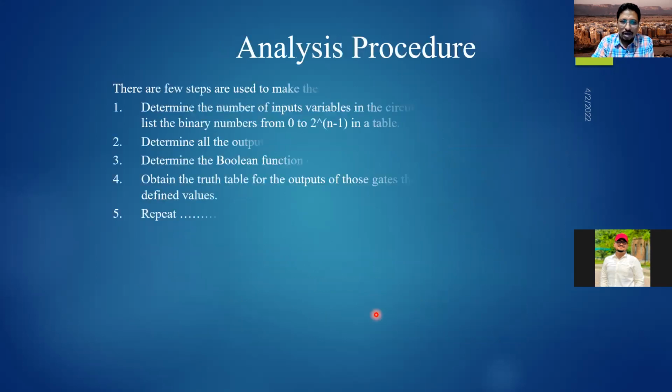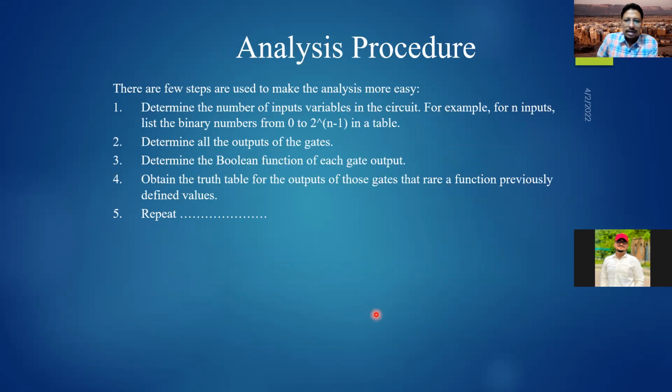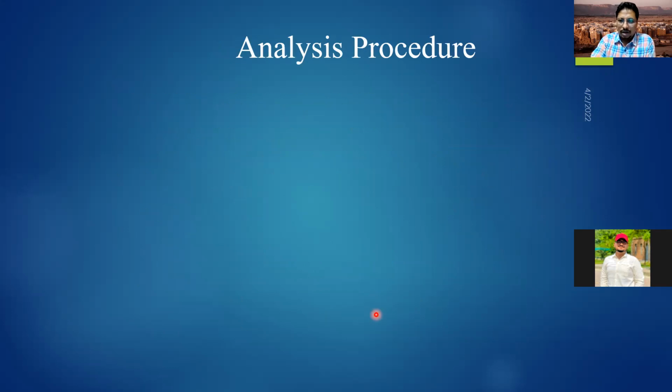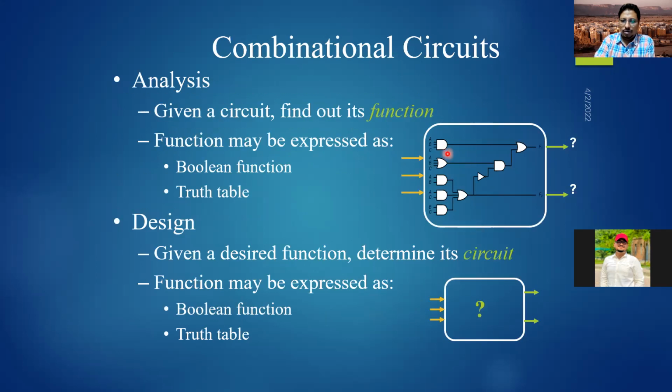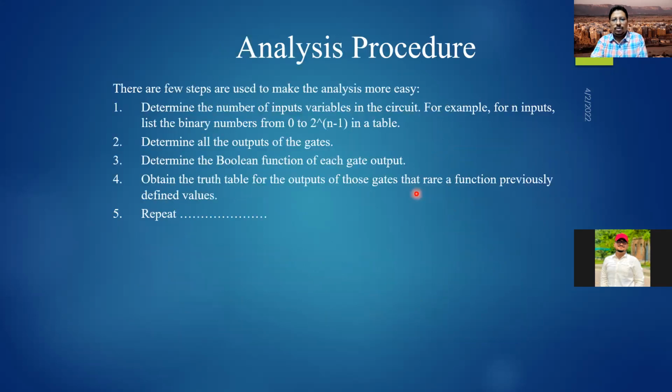A function may be expressed as a Boolean function or a truth table, one of them. But let's see, for example, if we go for the analysis of a circuit. If I want to analyze this circuit, I have to follow certain steps: determine the inputs and outputs, check all the inputs, then check the outputs of each gate and label them. Then after labeling the gates, I have to find their Boolean functions. Then after finding their Boolean functions, I have to find the final result of the Boolean functions. First of all, I will take it at the gates.